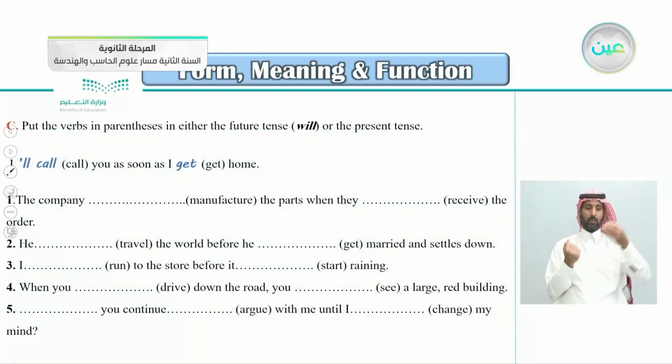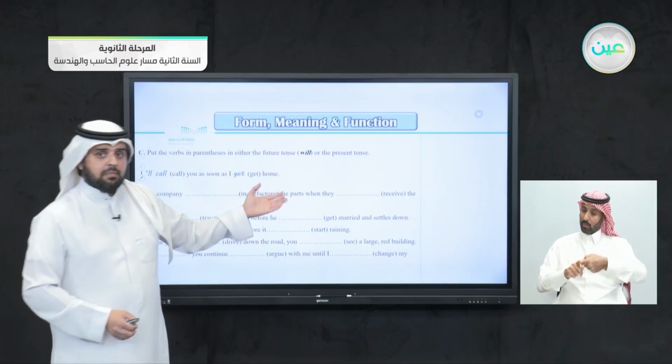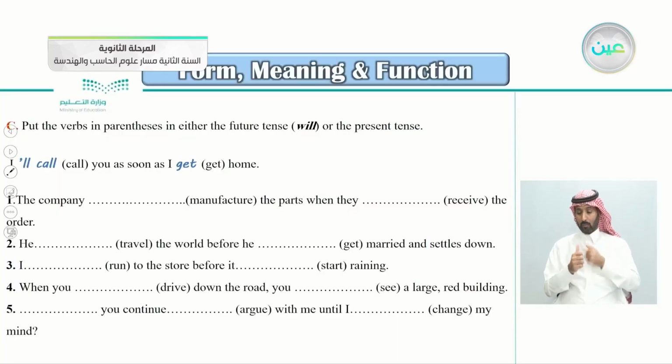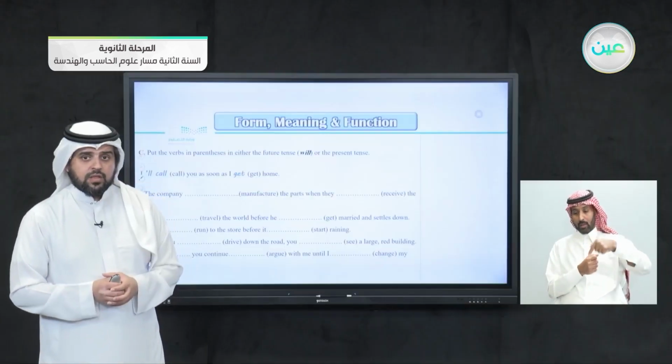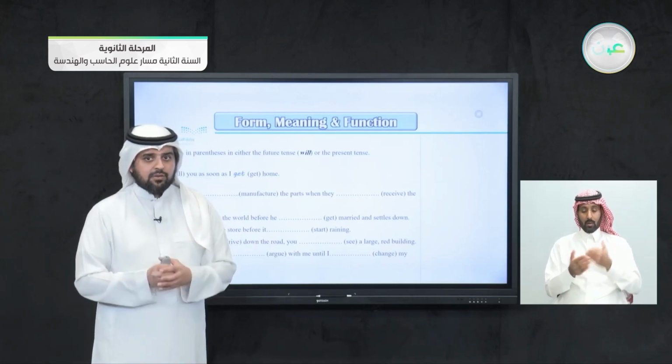Exercise C here, put the verbs in the parentheses in either the future tense, will, or the present tense. The first one is already done here. I'll call you as soon as I get home. Number one, the company manufacture the parts when they receive the order. So here we have two verbs, manufacture and receive. Which one do we use will with? Which one do we use the present form of the verb with? Which one is the main clause and which one is the time clause? This is the real question here.